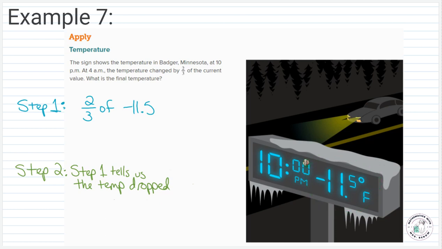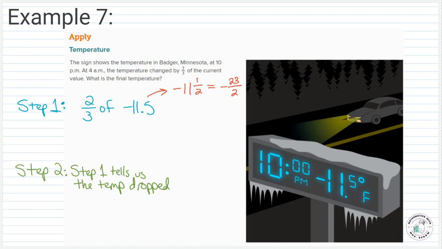It says at 10 p.m. it was negative 11.5 degrees Fahrenheit. And then at 4 a.m. it changed, so it dropped by 2/3 of that current value. So what is the final temperature? So first, again, we got to figure out what's 2/3 of negative 11.5. So we're going to rewrite negative 11.5 as a fraction, and we do have to rewrite this as a mixed number if we're going to be multiplying, so negative 23 over 2. Again, I got that by doing 2 times 11, which is 22, plus the 1, 23, and then you keep the denominator.